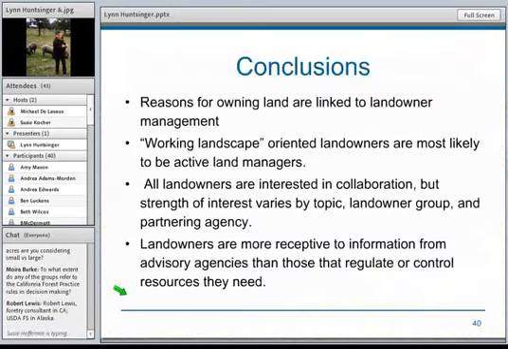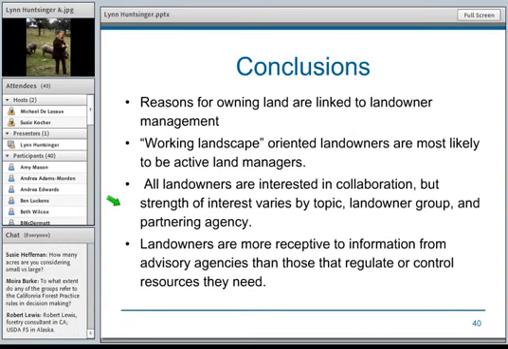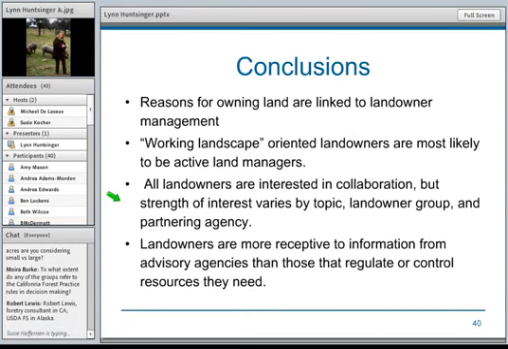So landowners will collaborate when they see the direct importance, when they're comfortable with the collaborators, and when the problem is relevant to them. To conclude, reasons for owning land are definitely linked to what landowners do with their land. That's one of the first findings. Working landscape owners are most likely to be active managers. All landowners are interested in collaboration, but I think I've said this 3 times now. The strength of their interest varies by topic group and partnering agency, and landowners are more receptive to information from advisory agencies than from those who regulate or control their resources.